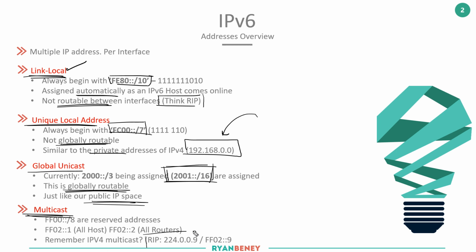Things like RIP, which used the multicast address of 224.0.0.9 to communicate in IPv4. In IPv6, we use FF02::9. And anything that starts with FF is reserved for multicast. And there are many things multicast is used for, for example, to send communications to all the hosts on the network, or to send communications to all the routers on the network.